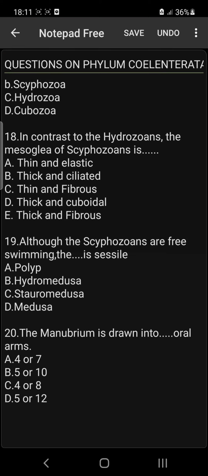Let me answer 18. In contrast to the hydrozoans, the mesoglea of scyphozoans is thick and fibrous, which is E. You see how confused the question appeared. Look at 18, it's so confusing. So the answer is E, thick and fibrous. So you answer question 19 and 20 for me in the comment section.